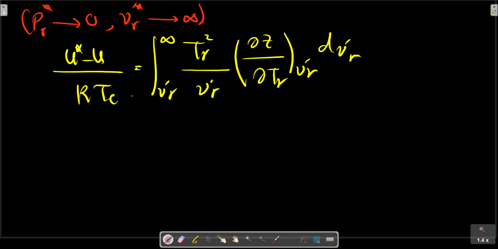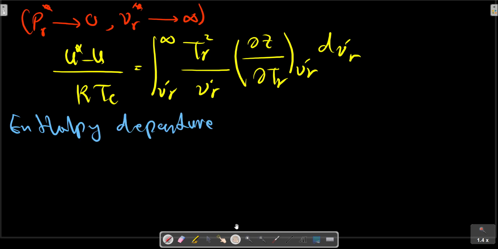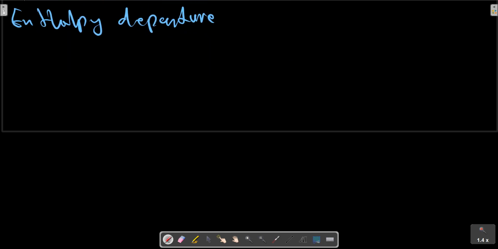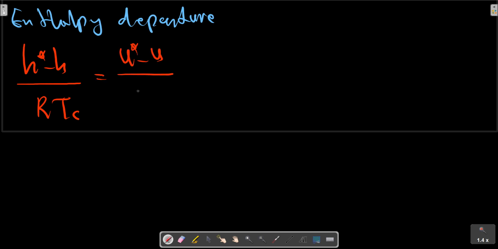The integral on the right hand side of this equation can be evaluated from the Lee-Kessler equations. The corresponding enthalpy departure at the given state is then found from integration of this equation. Enthalpy departure: H star minus H over RTC equals U star minus U over RTC plus TR.